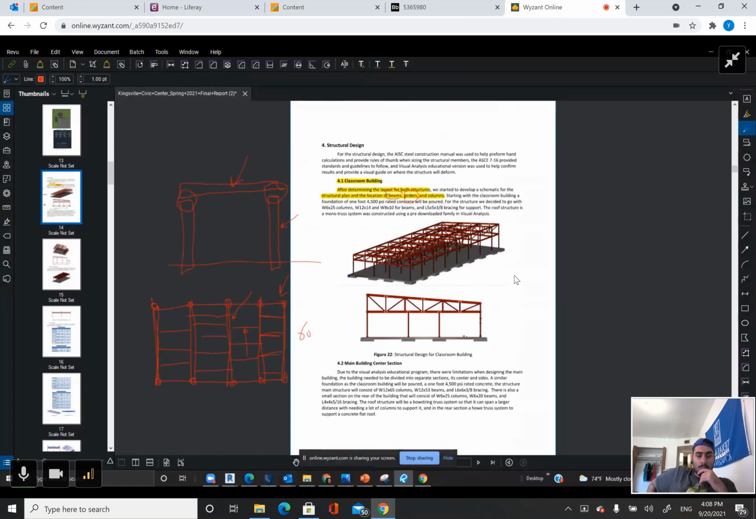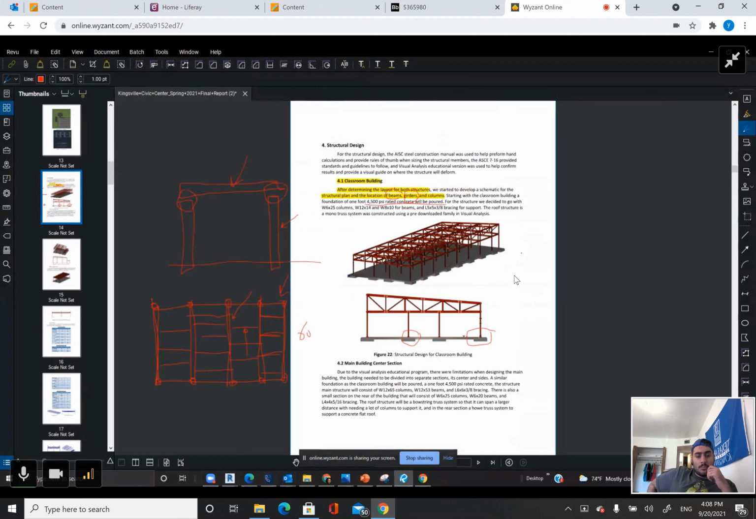So he did, starting with the classroom building, a foundation of 1 foot, 4,500 PSI rated concrete will be poured. Okay, so what he's saying here, they decided that you don't need a heavy foundation. Now this is actually not correct. You would never do that in real life. You would never put a foundation that close to the slab, because you want to push the foundation down into the ground at least 3 feet below the slab.